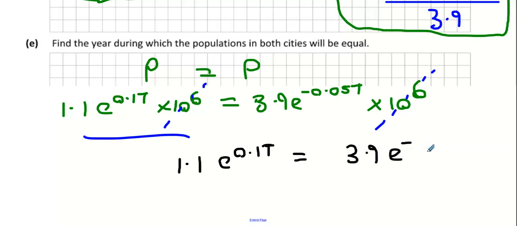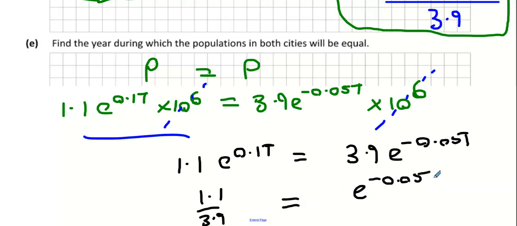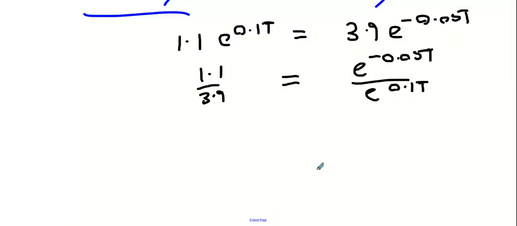Okay, brilliant. I'm sorry, I'm getting out of time here. Here's what we're going to do. 1.1 divided by 3.9, and on the other one it's going to be e to the minus 0.05t, and e. What's the rule of indices? Top one take away bottom one. So if I had x^7 over x^5, the answer will be x^2. So what am I going to do here then? So e to the minus 0.15t. All right, guys, ln both sides, please, really quickly.